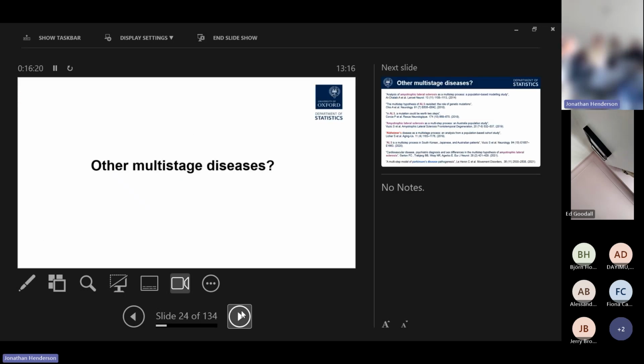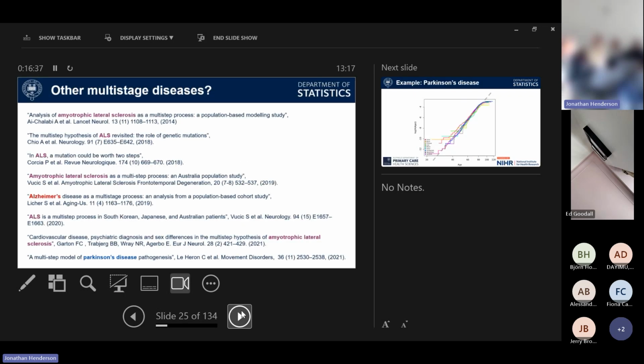So this raises the question: as we age, our body has a growing number of these mutant clones throughout us. Are these related to other diseases? Are there other multi-stage diseases out there? There's been quite a bit of work on neurological diseases, amyotrophic lateral sclerosis in particular, or ALS, where there is growing evidence that the disease is consistent with a multi-stage process.